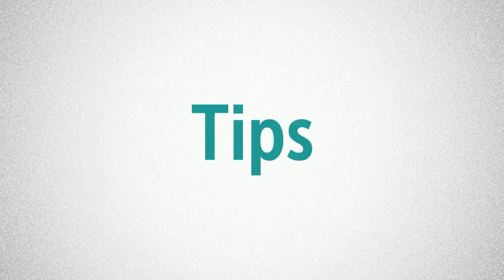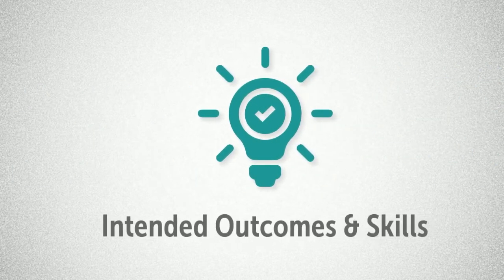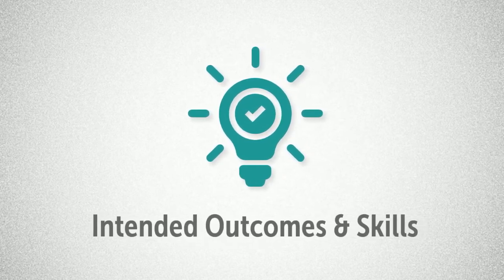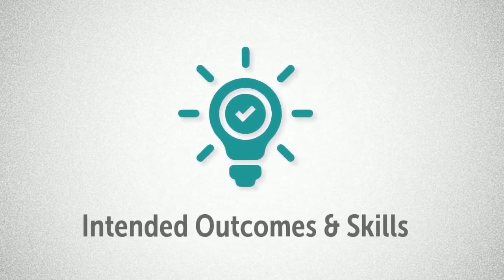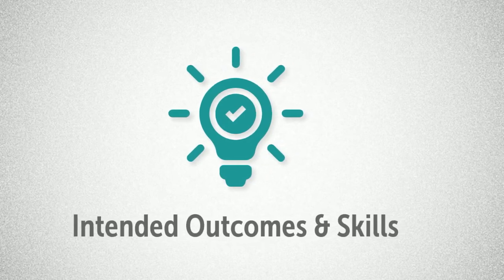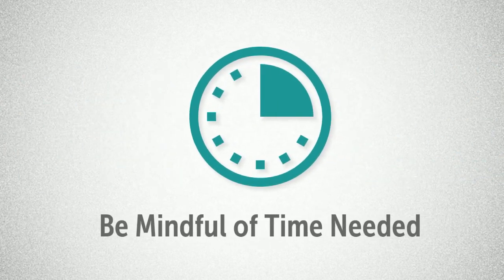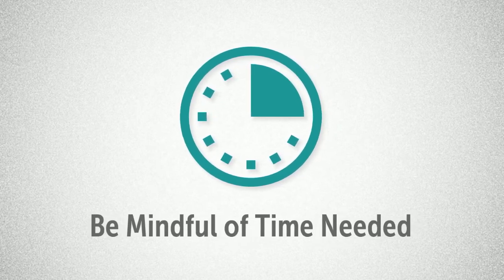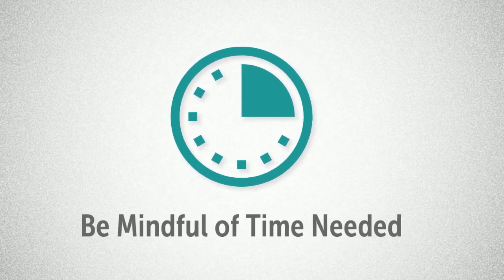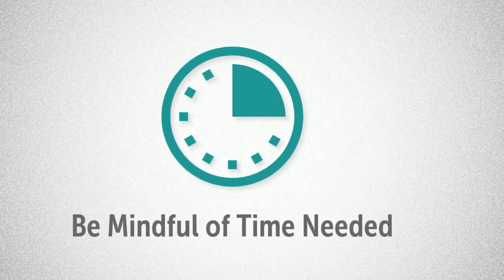Here are summary tips. Think about the intended outcomes or skills that you want the students to be able to do at the end of class and use the active learning technique to help you reach that goal. Be mindful of the time needed to complete the activity. It usually takes more time than you think, so plan for 1 to 2 activities for each 50-minute lecture.